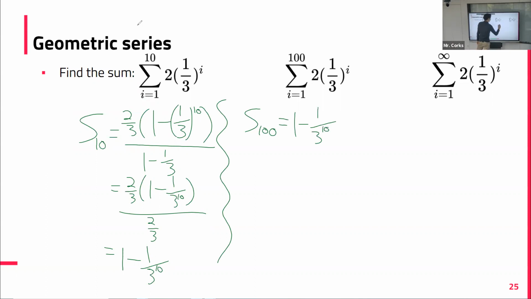One minus 1 over 3 to the exponent 100. Okay. And this is going to be even closer to 1, a little bit less, but very close. And then let's imagine if we took that off to infinity here. We have 1 minus 1 over 3 to the exponent infinity.